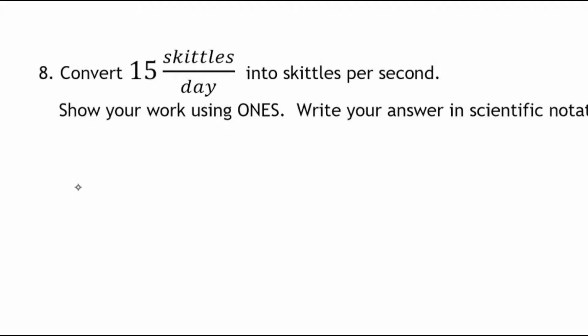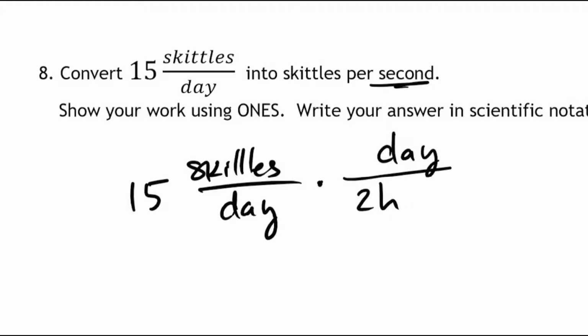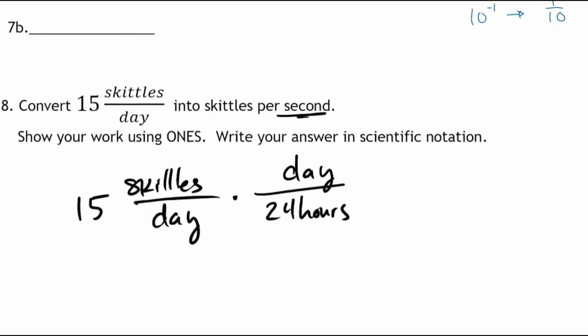So I start with the quantity I have, right? I've got a quantity of 15 Skittles per day. And I want to get this in per second. So first of all, my days need to go away. And I definitely know that if I've got a day in the top, that is 24 hours, not 2 hours. It's 24 hours. Okay. That's correct. Now what?